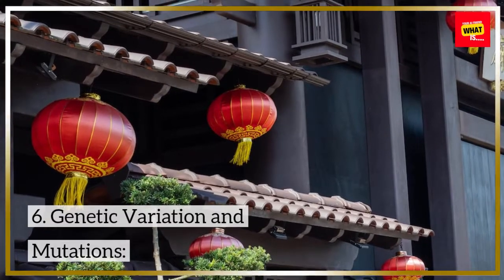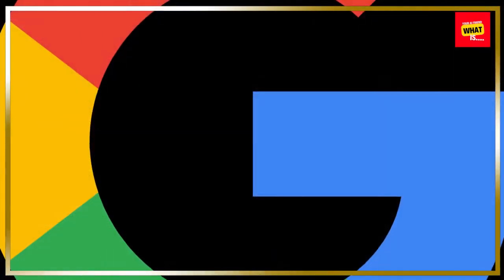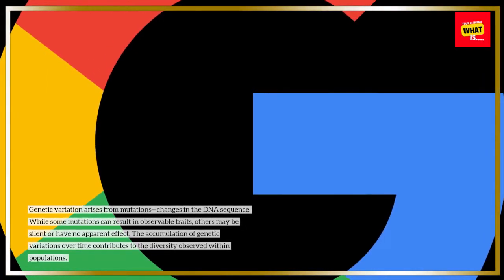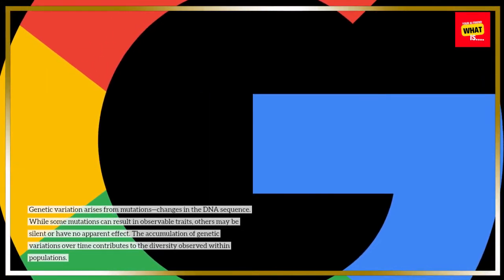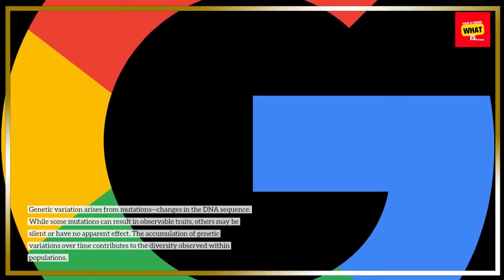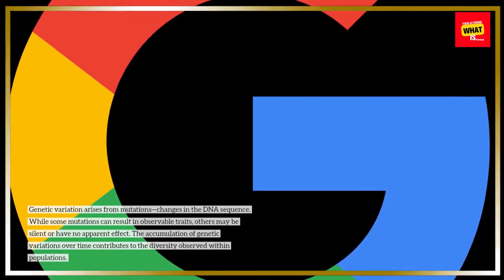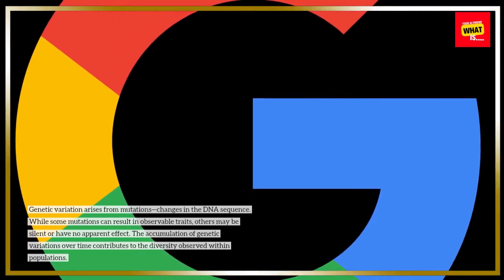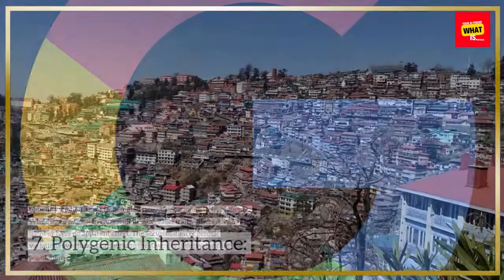6. Genetic variation and mutations. Genetic variation arises from mutations, changes in the DNA sequence. While some mutations can result in observable traits, others may be silent or have no apparent effect. The accumulation of genetic variations over time contributes to the diversity observed within populations.